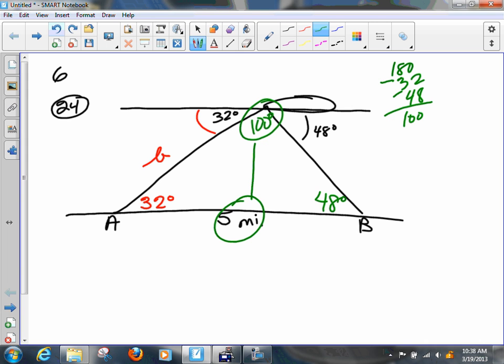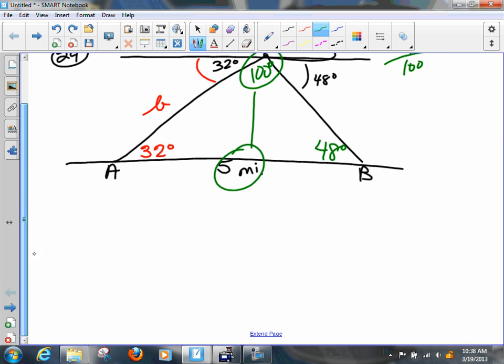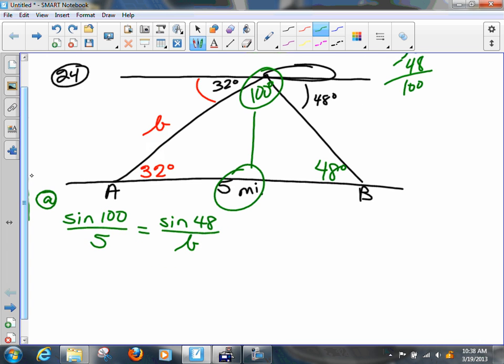Now, okay, we got 100. We got 5. Let's get back to law of sines. We've got 100 and 5 tied together. So that means sine of 100 over 5, this is part A, over sine of who? 48 over side B. Remember that distance from the plane to milepost A. And then we just cross multiply, folks. Sine of 100 times B is equal to 5 times sine of 48.